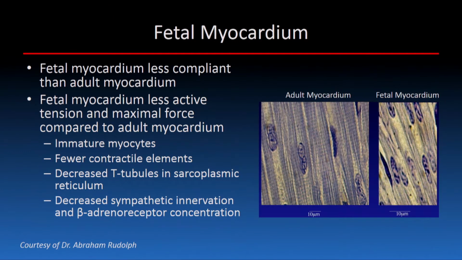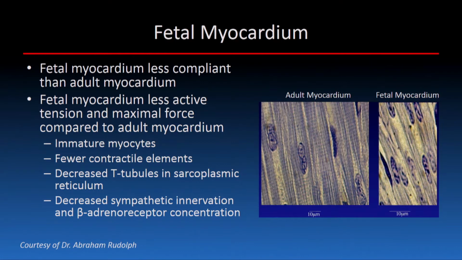So the fetal myocardium is less compliant than the adult myocardium, which accounts for its inability to handle loading conditions in the fetal environment. The fetal myocardium also produces less active tension and maximal force compared to the adult myocardium for various reasons. First of all, the myocytes themselves are immature. There are fewer contractile elements, as seen on the right of the screen by electron microscopy of the fetal myocardium, compared to the adult myocardium.